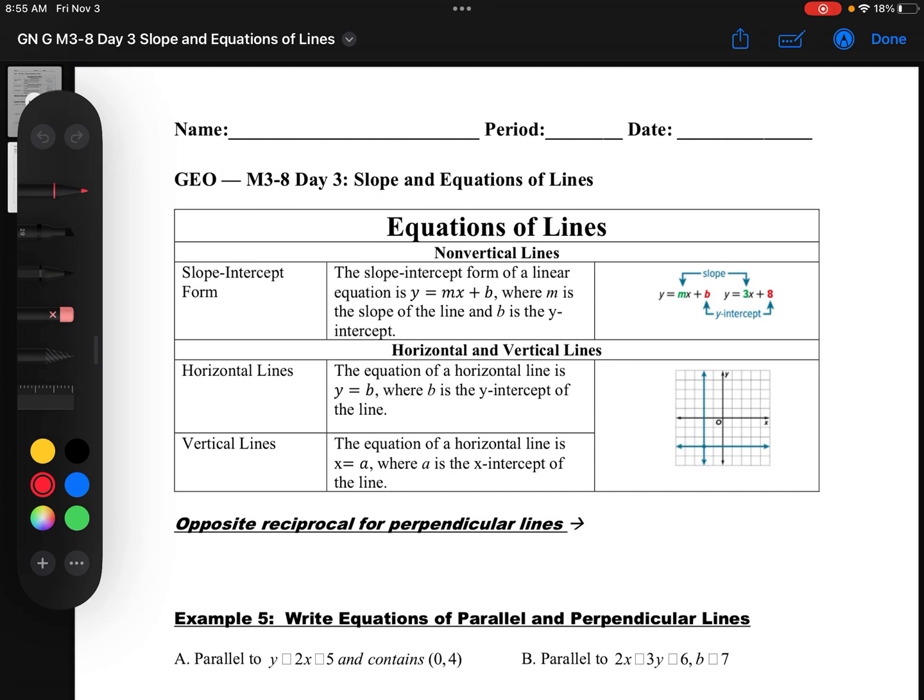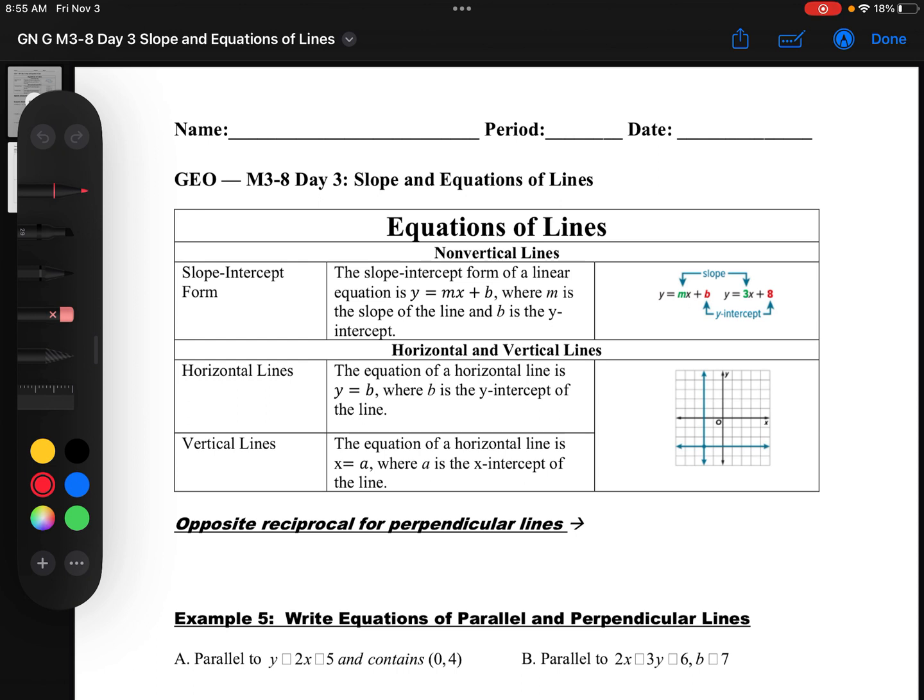Hi guys, Mr. Biggers here, and today we are going to finish up Module 3, Lesson 8 on our third day of this unit. We're going to be talking about slopes and equations of lines. Make sure your name's on this paper, and if you're confused at any point, please make sure you rewind the video so you can rewatch and revisit key concepts.